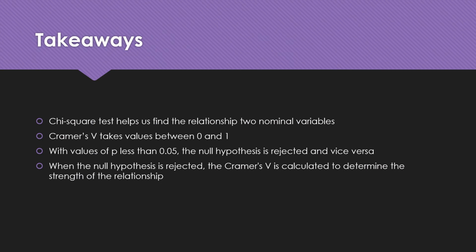So what we can take away from this presentation is that the chi-square test helps us to find the relationship between two nominal variables. The Cramer's V takes values between 0 and 1, as I just said. With p-values of less than the significance level of 0.05, the null hypothesis is rejected, and with values greater than that, we fail to reject the null hypothesis. When the null hypothesis is rejected, that's when we carry out the Cramer's V calculation to determine the strength of the relationship.